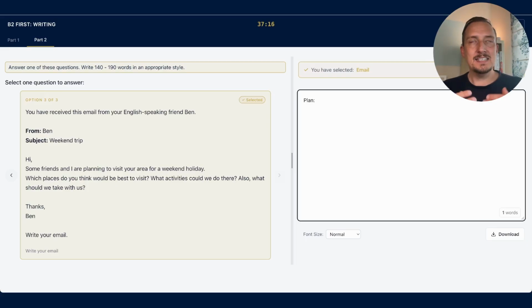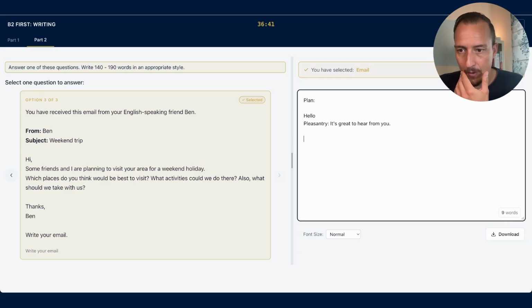So let's think about the structure first of all, and also the ideas that we want to include. So of course, every email starts with saying hello. We then want to include what we call a pleasantry. So this is in an email where you might say something like, oh, it's great to hear from you. I hope you're well, something like that. So we'll include that in our email. Of course, remember, we're writing to our friend Ben, so we know them as well. So it's a really nice, natural thing to include in the email.